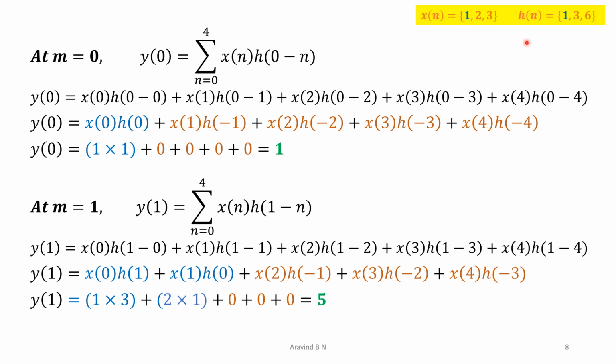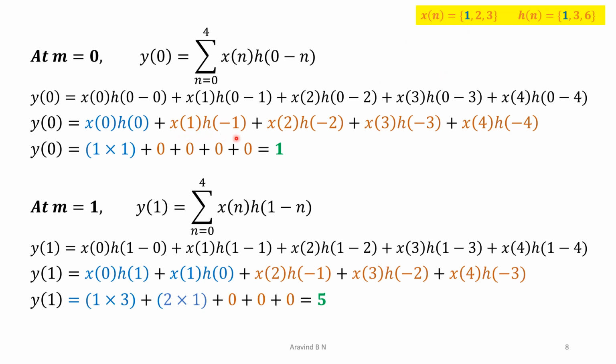So this is x of 0, this is h of 0. So value 1 and 1 is substituted. What about the next one? x of 1 into h of minus 1. So x of 1 is available for us. The value is 2 for that.